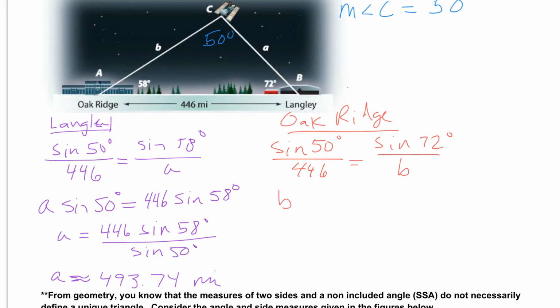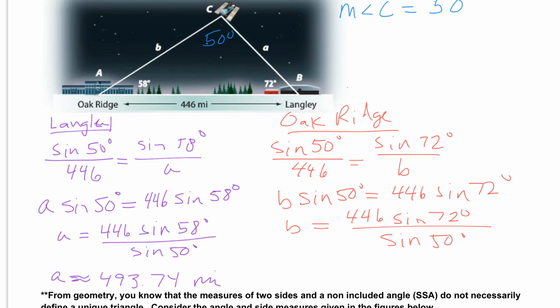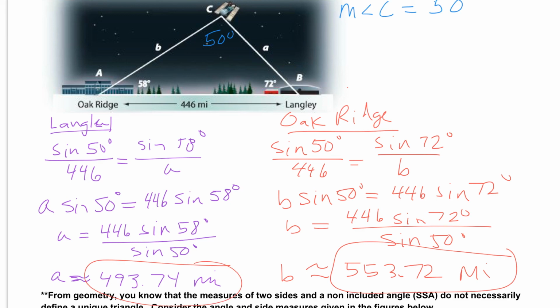Cross multiply, I get b times the sine of 50 degrees equal to 446 times the sine of 72 degrees. And then I want to divide both sides by the sine of 50. So b is going to be equal to 446 times the sine of 72 degrees, all divided by the sine of 50 degrees. Make sure that you're plugging these into the calculator so that you're checking to make sure what you're plugging in is actually correct and that you're plugging things in correctly. If I plug this in for b, you should get about 553.72 miles. So here's my answer for the distance of Oak Ridge, and here's my answer for the distance to Langley. If you have questions, let me know.